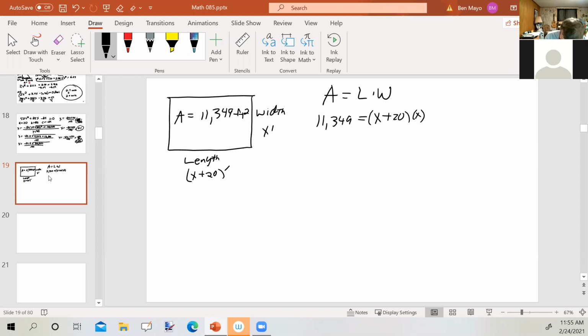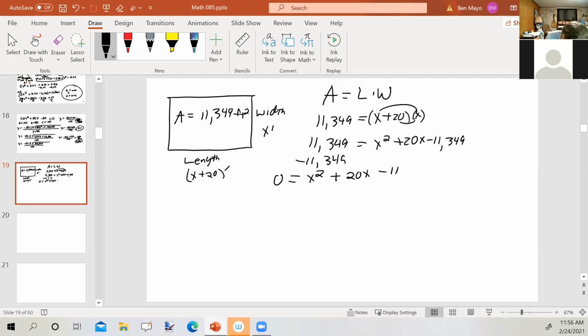Okay. So 11,349 equals x squared plus 20x. I'm going to subtract 11,349 from both sides of the equation. Sorry, that has an x there. And we get that. Now, using the quadratic formula, a is 1, b is 20, c is negative 11,349.